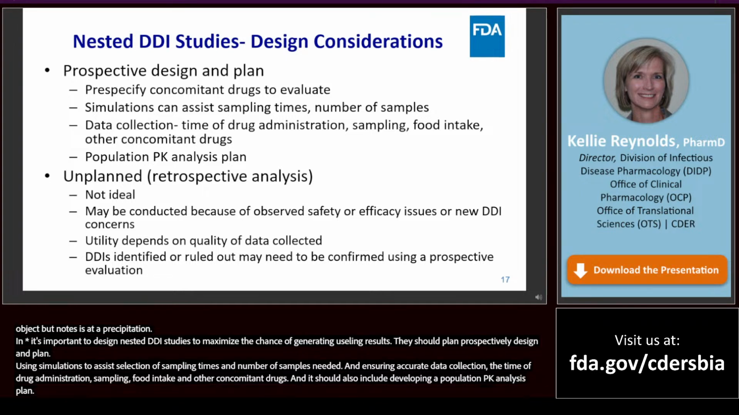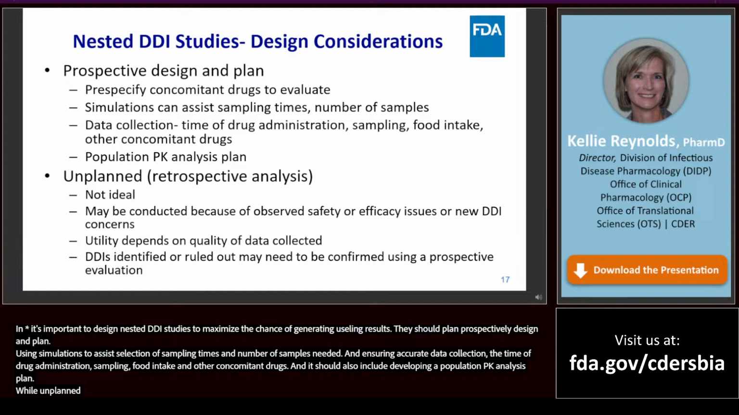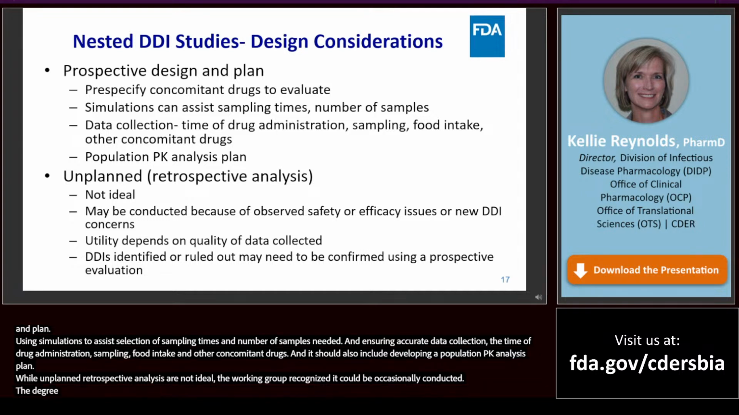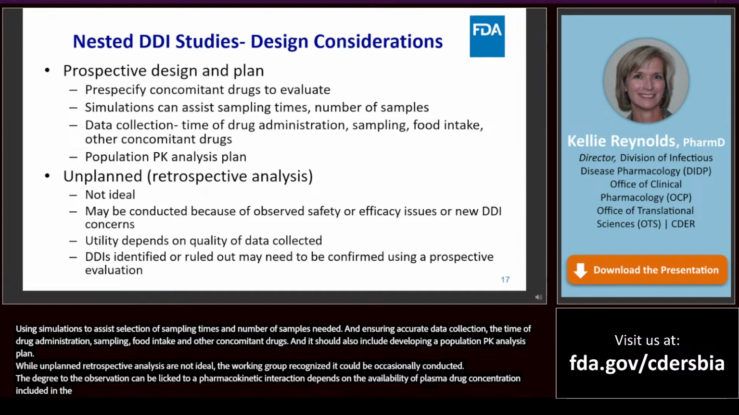While unplanned retrospective analyses are not ideal, the working group recognized they may occasionally be conducted because of observed safety or efficacy issues or new DDI concerns. The degree to which an observation can be linked to a pharmacokinetic interaction depends on the availability of plasma drug concentrations and other information typically included in a prospective plan. In most cases, DDIs identified or ruled out through a retrospective analysis need to be confirmed using a prospective evaluation.